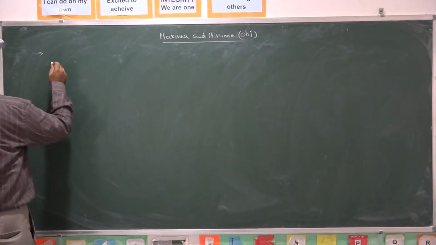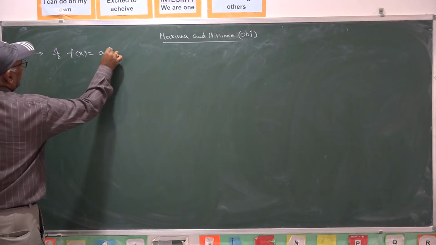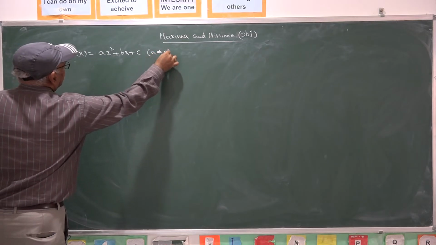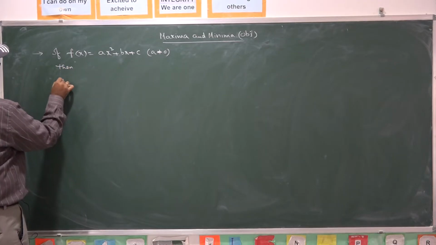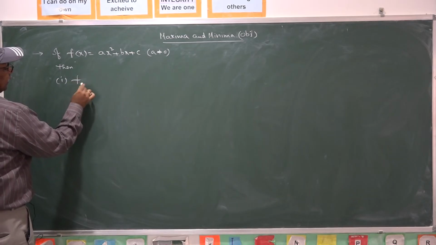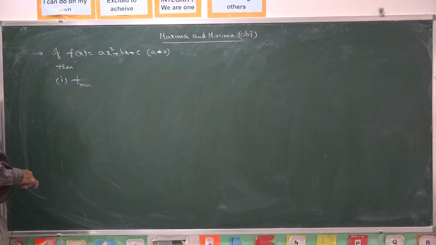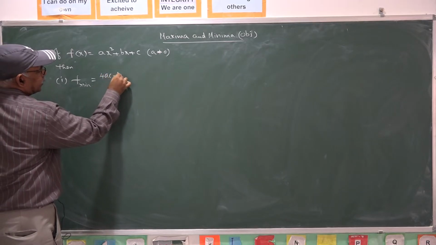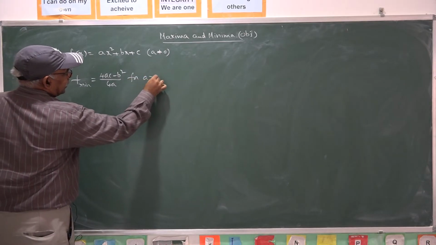At first, if f(x) equals ax square plus bx plus c, where a is not equal to 0, be a quadratic, then f is minimum. F minimum value is 4ac minus b square by 4a for a greater than 0.